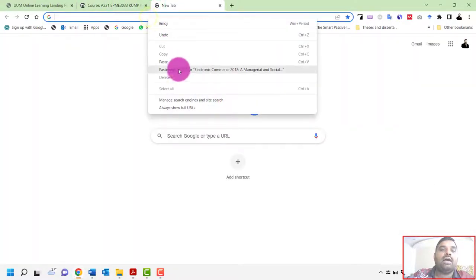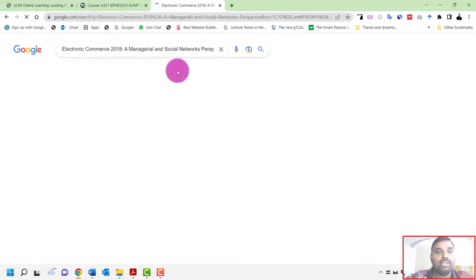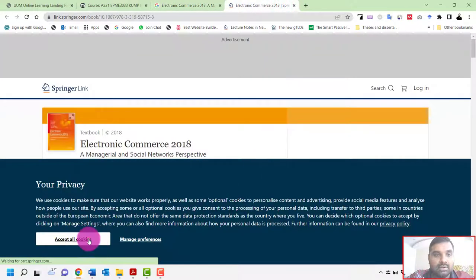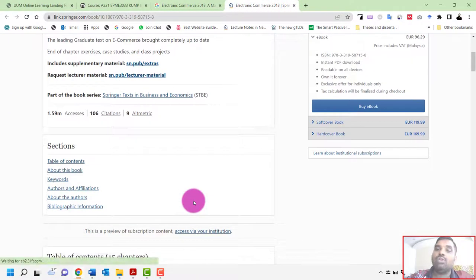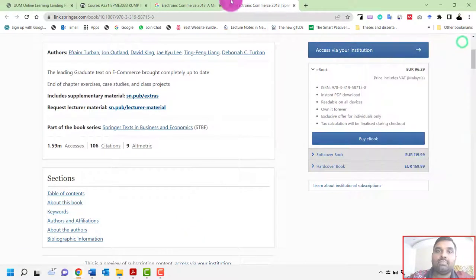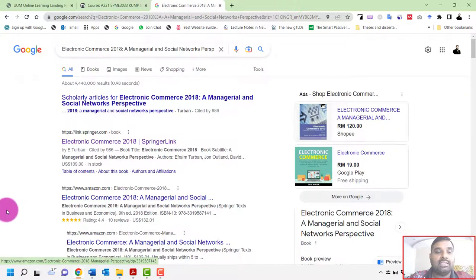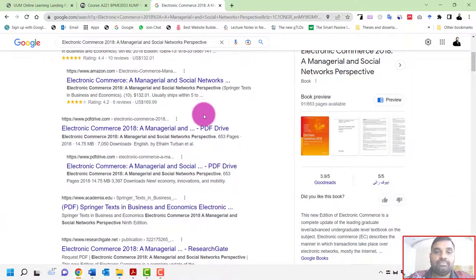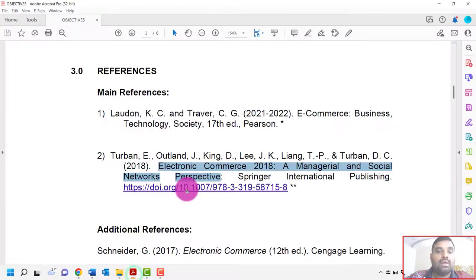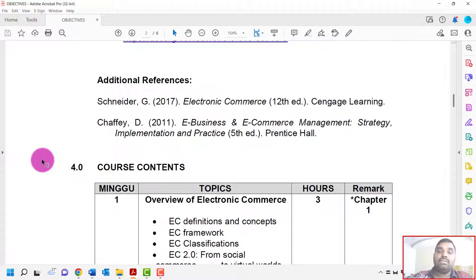Last time during PKP, during COVID-19 or MCO, this book was given free by the publisher. I'm not sure right now whether it's still available or not. Okay, this e-book was given. Or now you have to buy. Last time it was given free. So you can get this textbook. Okay, and additional references, you may ignore that.